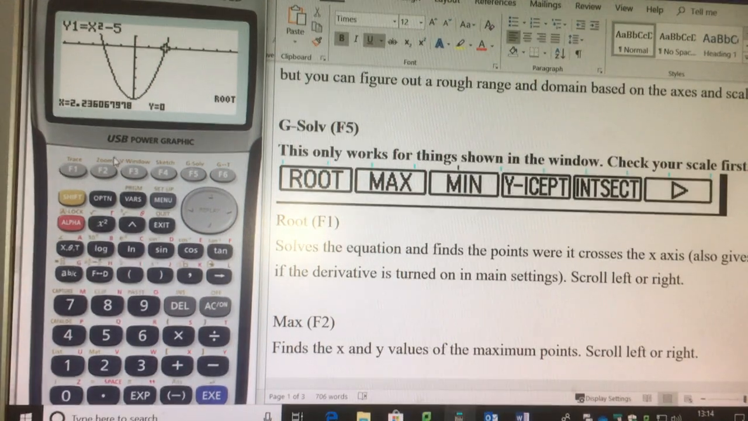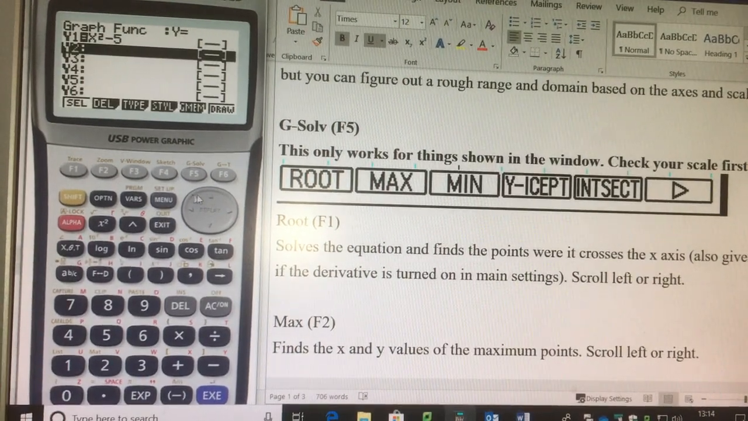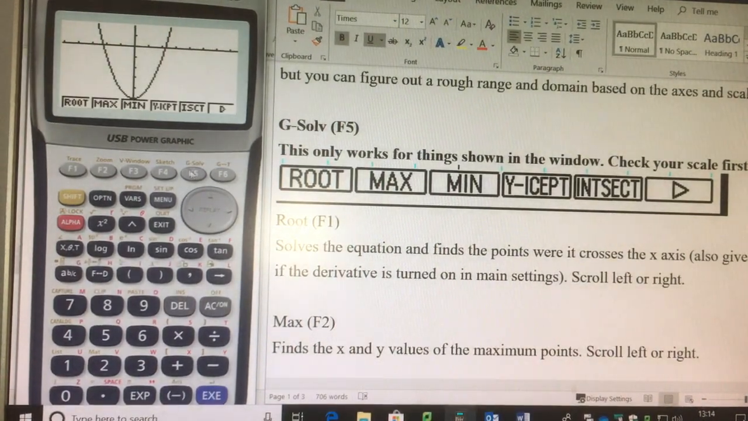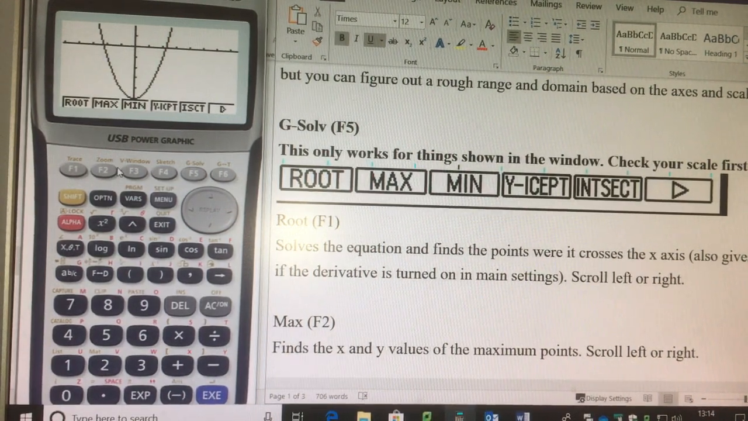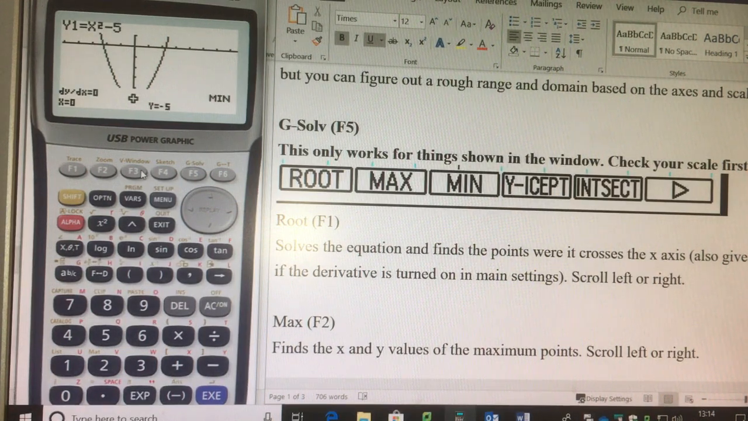Okay, we can also find maximums and minimums. So if I go back a step, draw it again, G-solve, obviously there are no maximums for this one, so it would be pointless to do, but I could click minimum, and it will find me the coordinates of the minimum point. So again, you could use that. A really good application would be in mechanics, where it says find the maximum speed. You can plot the speed and then solve to find the maximum, or any minimum or maximum points in differentiation you could do as well.